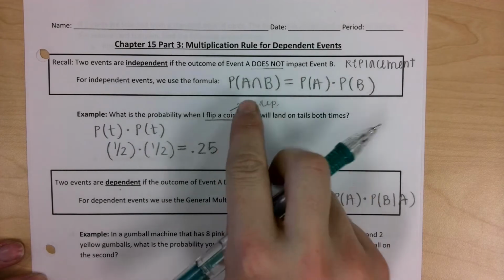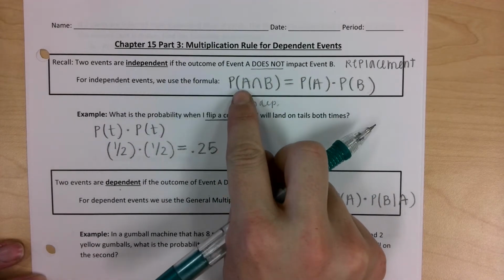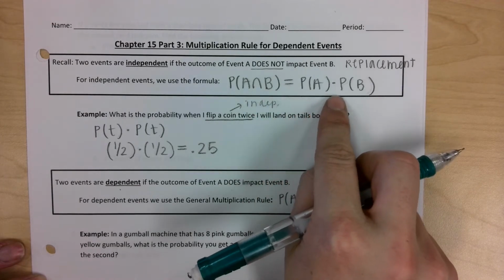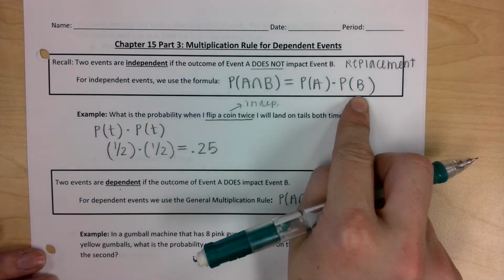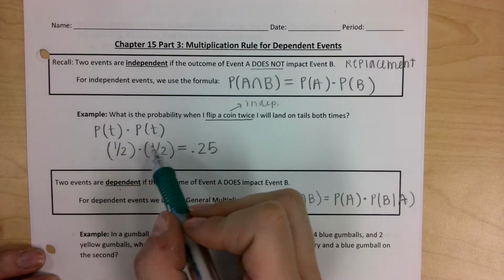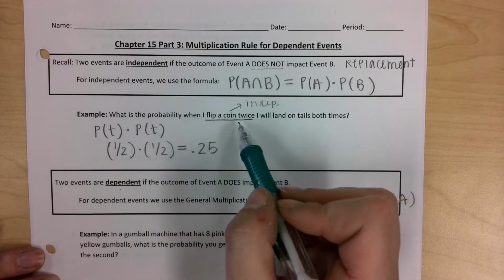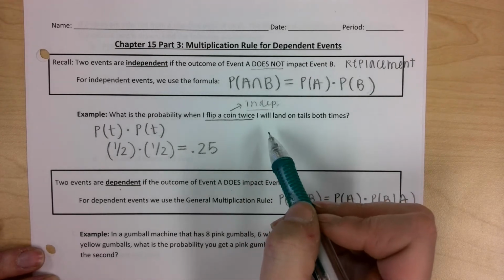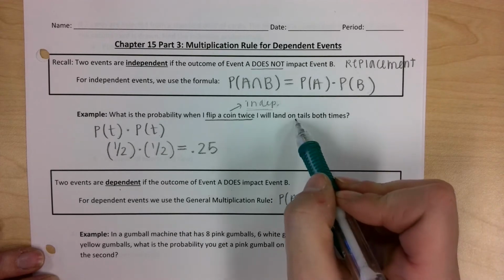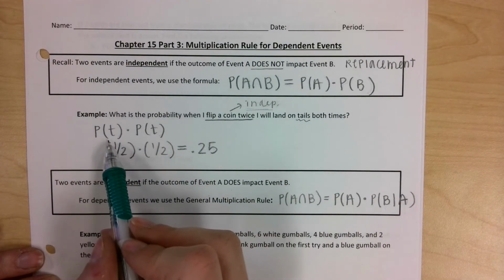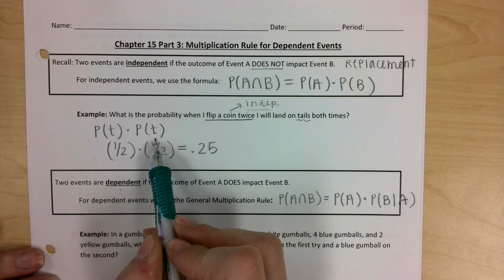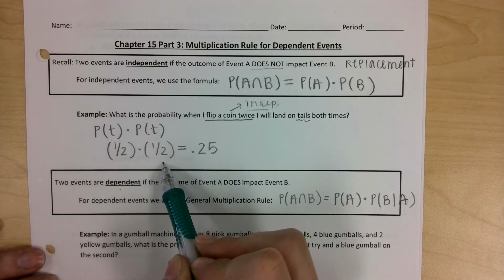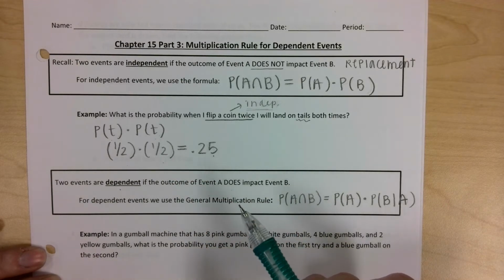We've seen this formula when I have two independent events. If I'm finding the probability of A and B, I start with taking the probability of A and multiplying by the probability of B. Our first example here, I am flipping a coin twice. This is a great example of independent events because the first flip has no impact on the second. I'm trying to find the chance I get tails both times. So I'm finding the probability of tails times the probability of tails. Well, the chance of landing tails each time is 1/2, and 1/2 times 1/2 is 0.25.